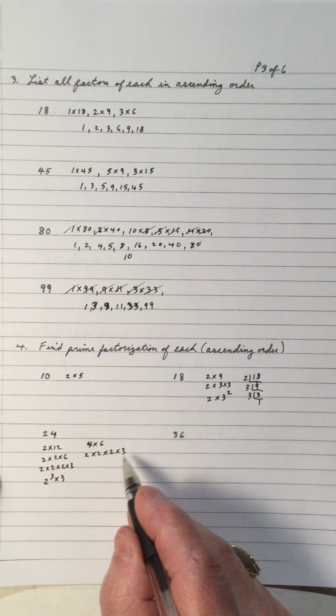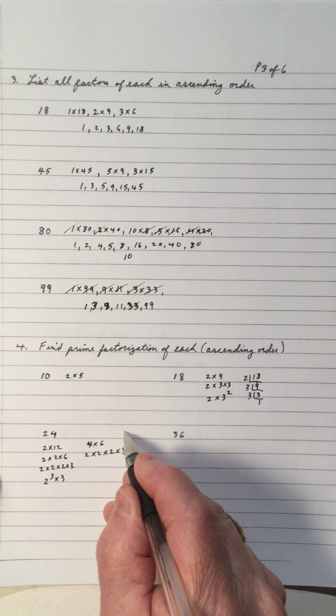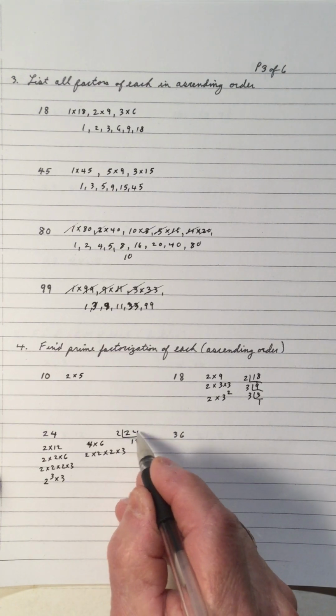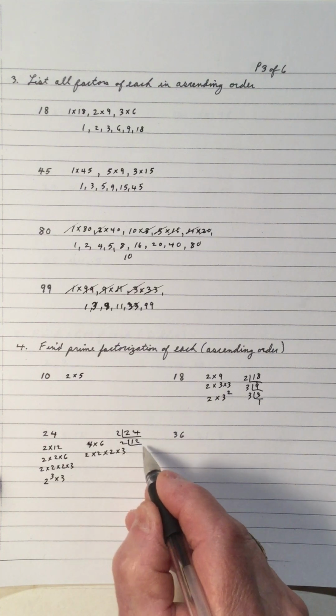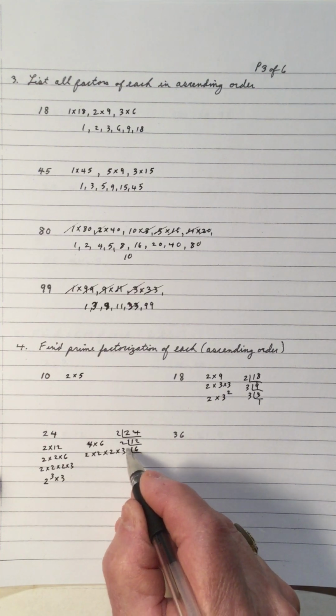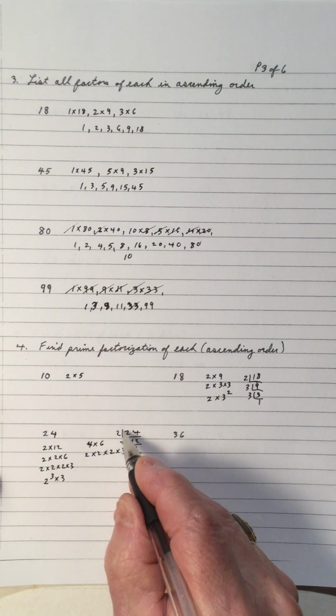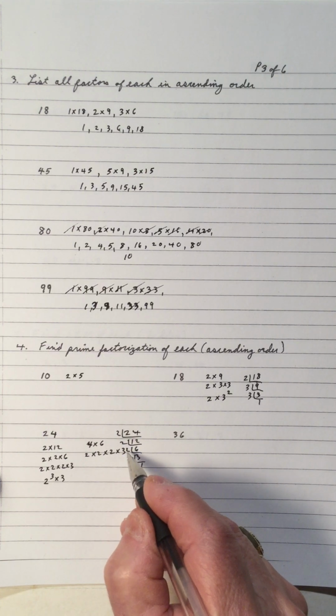Or again, you can do the ladder. You can start with the 24 and divide by 2 because it's even, you get 12. It's even, so divide by 2 again, you get 6. Divide by 2 again, you get a 3. Divide by 3, you get a 1. So you got 2 times 2 times 2 times 3.